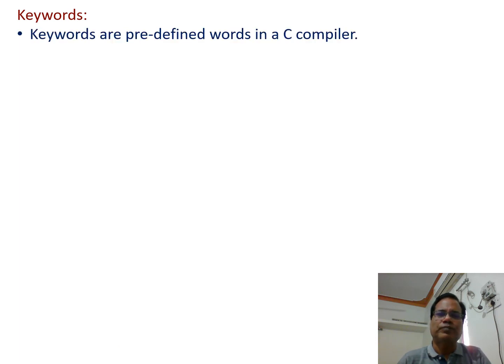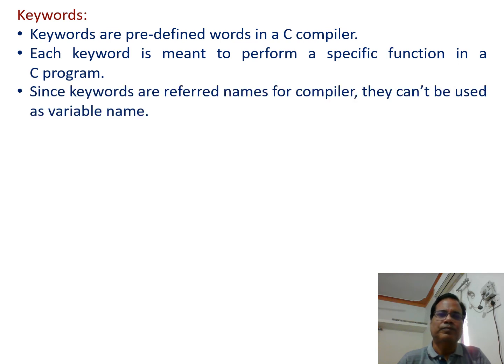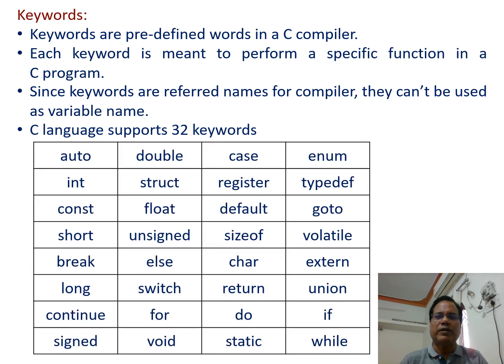Now let us see keywords used in a C program. But before that, what is a keyword? Keywords are predefined words in the C compiler. Each keyword is meant to perform a specific function in a C program. Since keywords are reserved names for the compiler, they can't be used as variable names. The C language supports 32 keywords and the following table shows these 32 keywords.